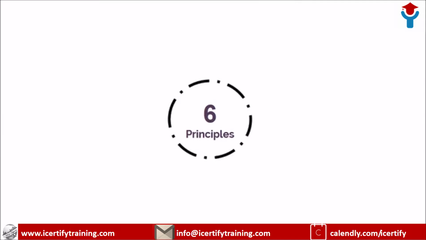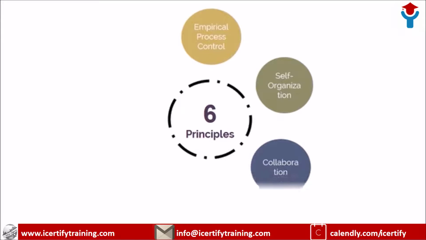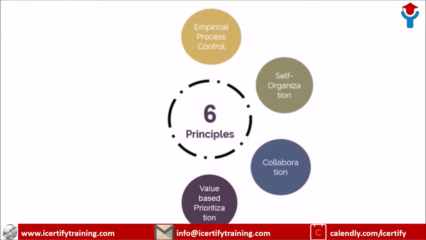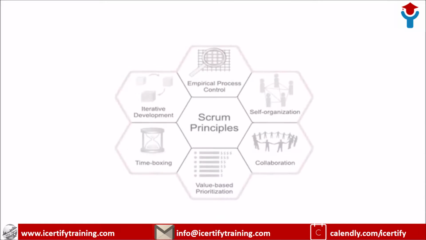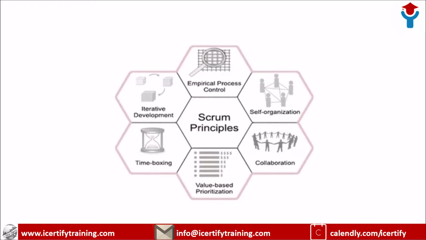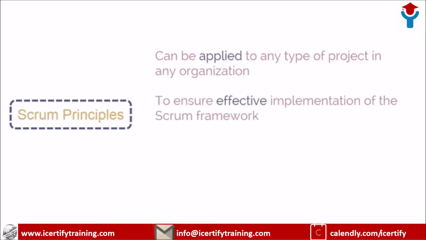The 6 Scrum Principles are empirical process control, self-organization, collaboration, value-based prioritization, time boxing, and iterative development. You can see how they are arranged in this diagram. Note that Scrum Principles can be applied to any type of project in any organization and should always be followed in order to ensure effective implementation of the Scrum Framework.